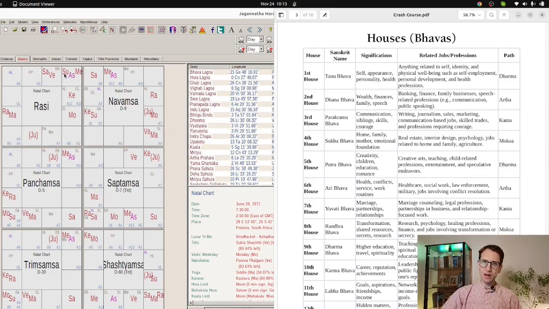And if you go to second house, it is yourself, and then what surrounds you, what you need to survive, your family, your assets, your wealth, your house, your maintenance, everything you need to maintain yourself. Then the third house will be about that you start to become active in the world.